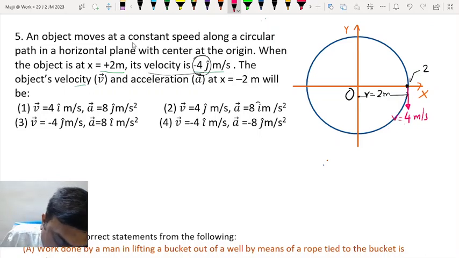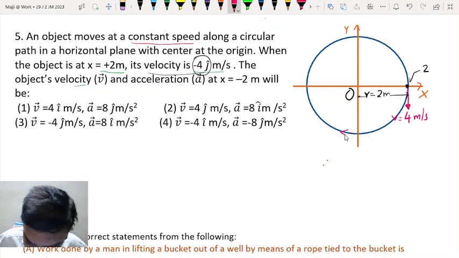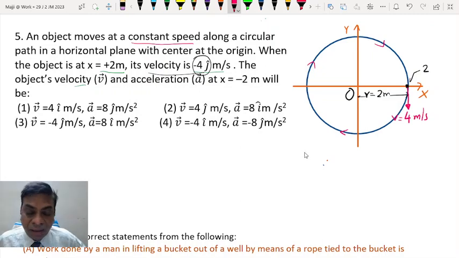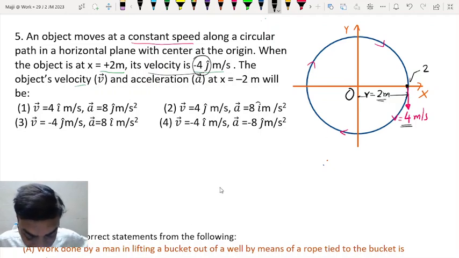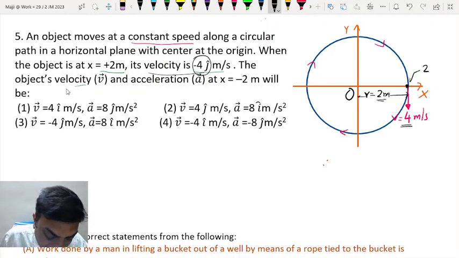Since it moves with constant speed, its speed will remain the same. So that means it is going along the circle in the clockwise sense with a speed of 4 meters per second along a radius of 2 meters. Now we have to determine the object's velocity and acceleration at x equal to minus 2. This point represents x equal to minus 2.